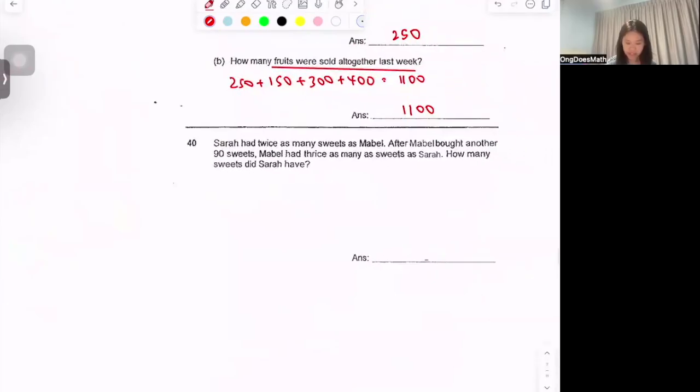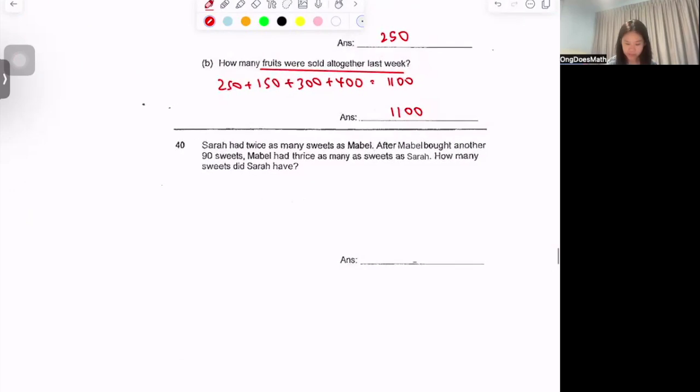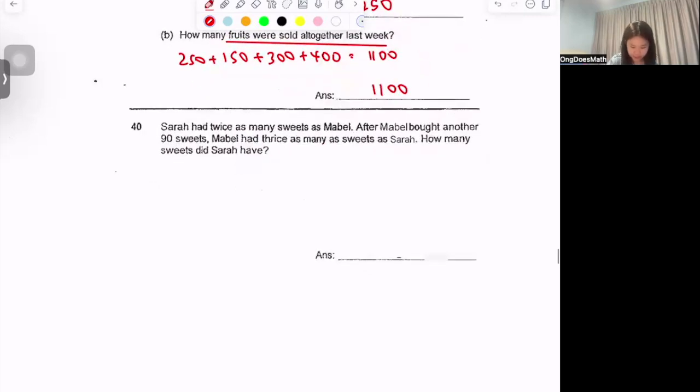Sarah had twice as many sweets as Mabel. After Mabel bought another 90 sweets, Mabel had thrice as many sweets as Sarah. How many sweets did Sarah have? So even if I'm not a god, we all have to draw model. So we've got two characters here. We've got Sarah and we've got Mabel. So at first, Sarah has twice. Means if Mabel got 1 unit, Sarah has 2 units.